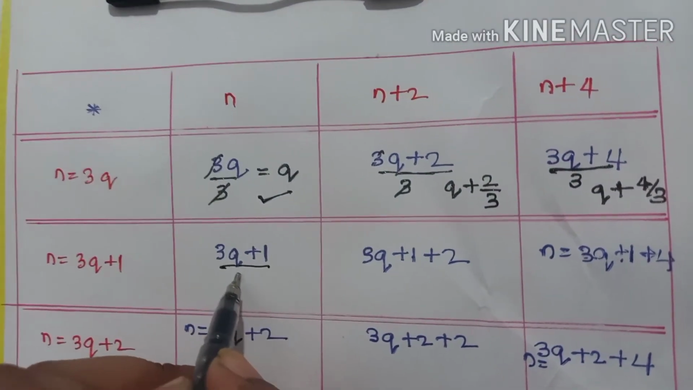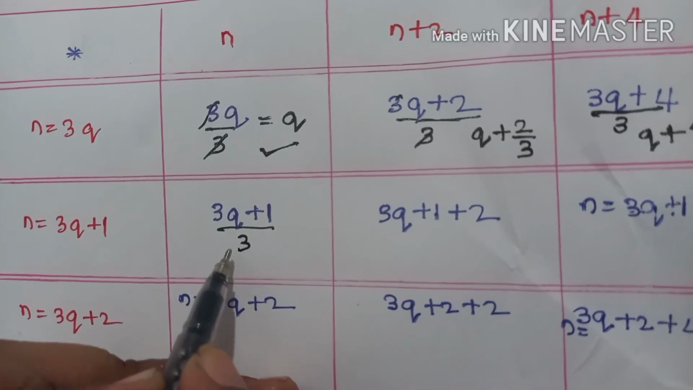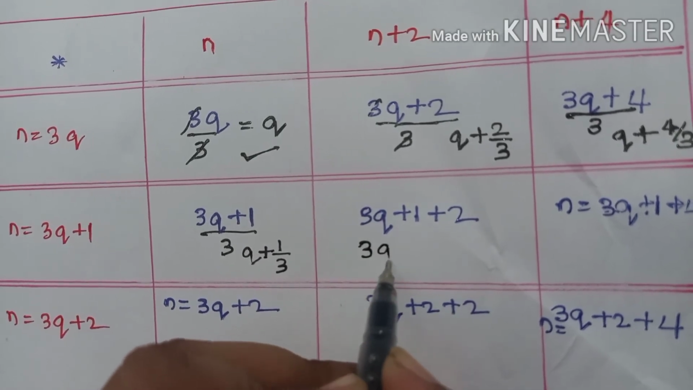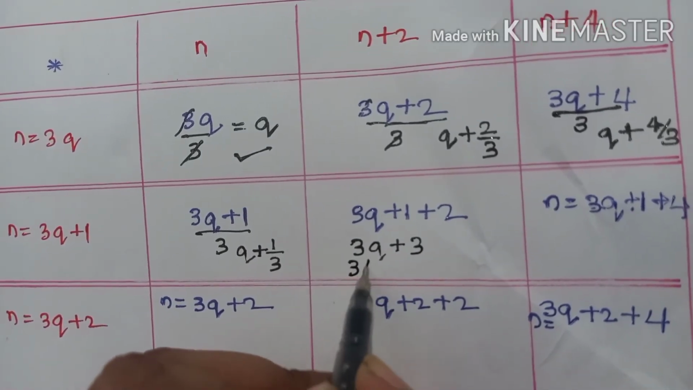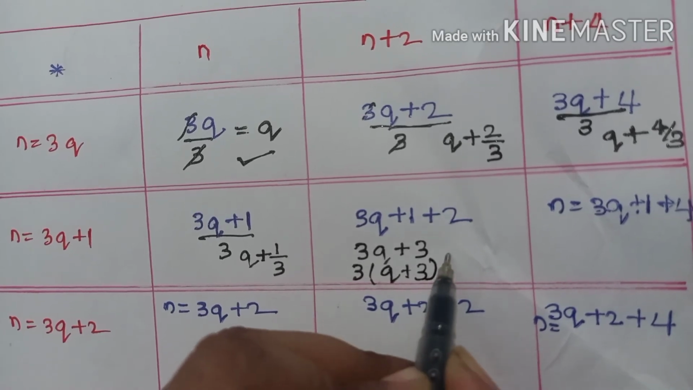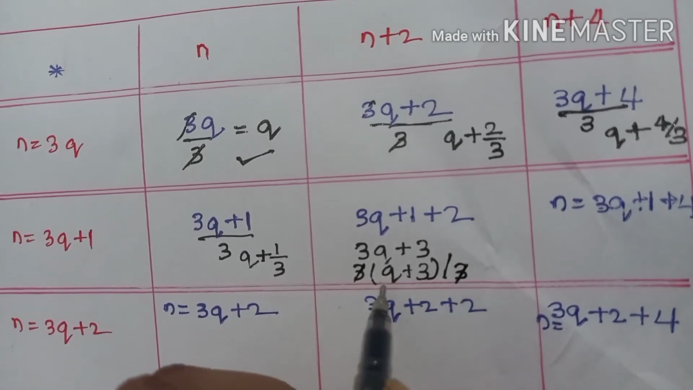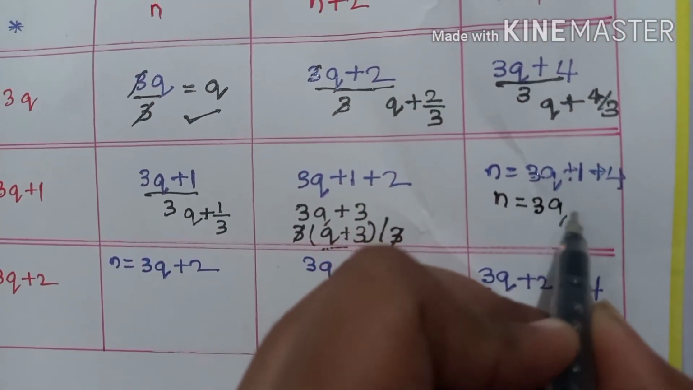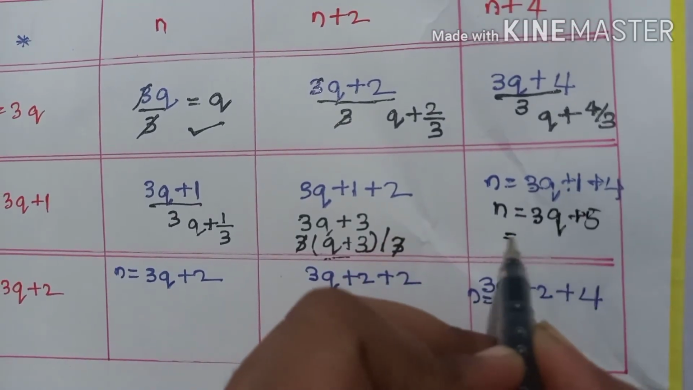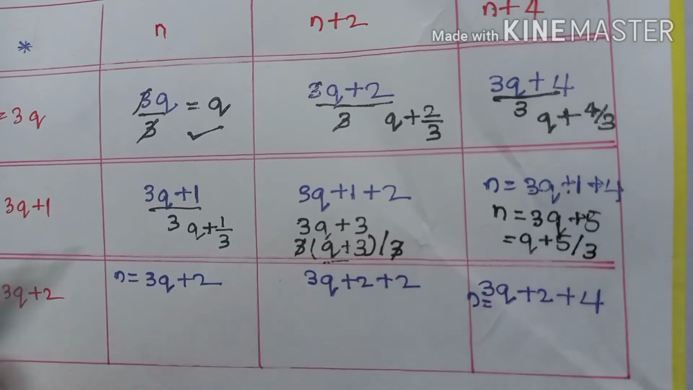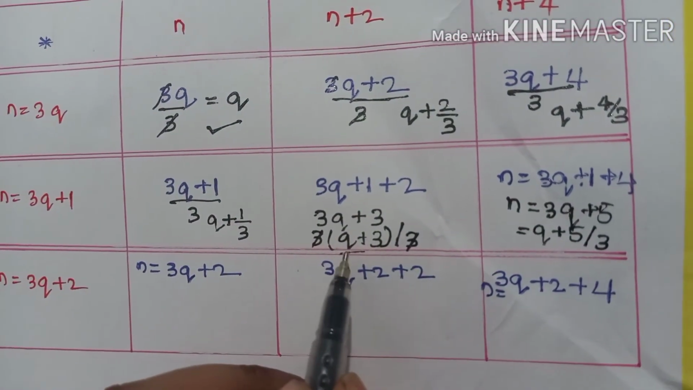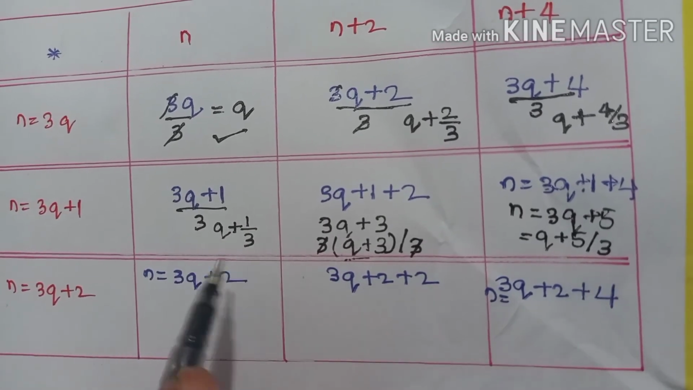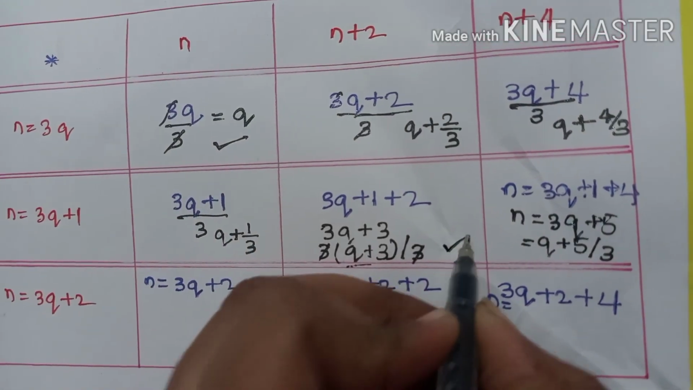Then the second set: dividing by 3, the 3 gets cancelled and we are left with q plus 1 by 3. And here also, 3q plus 1 plus 2 is 3q plus 3. Taking 3 common and dividing by 3, we are left with q plus 1. And next, n plus 4 is 3q plus 5, which gives q plus 5 by 3. So in this set, only in the second case, we are left with q plus 1 and the first and third cases leave a fraction. So only in the second case it is divisible.